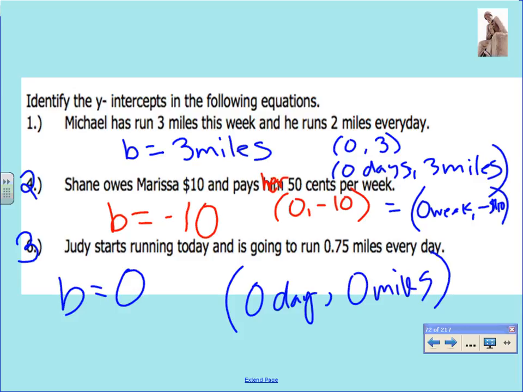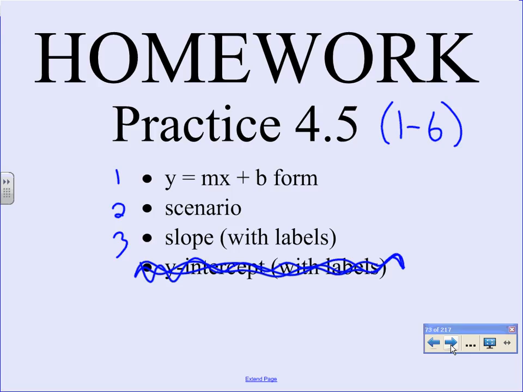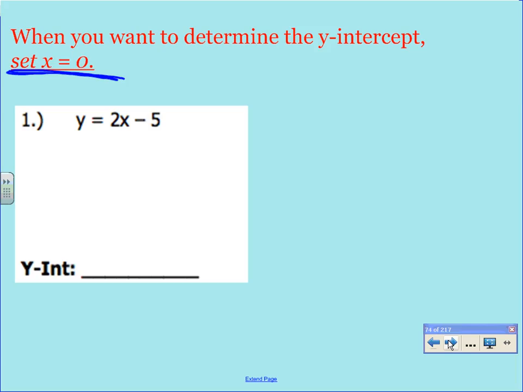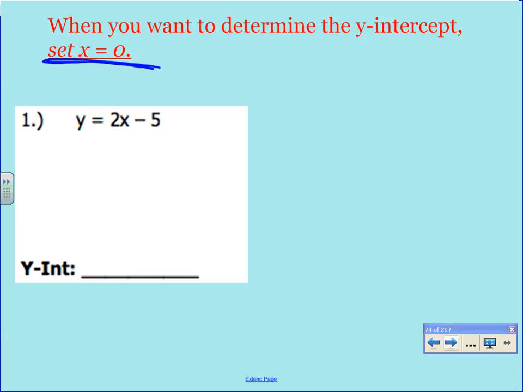Okay, let's go to the examples using algebra, which do not involve scenarios. Ignore that, that was from yesterday. So part 2 says determining the y-intercept from an equation. The first thing that you have to do, and I need you to write this down, is set x equal to 0. Now there are 2 ways to do this. I'm going to teach this to you 2 ways. Here's one way, and we did this last year. To determine a y-intercept, you need to set x equal to 0.